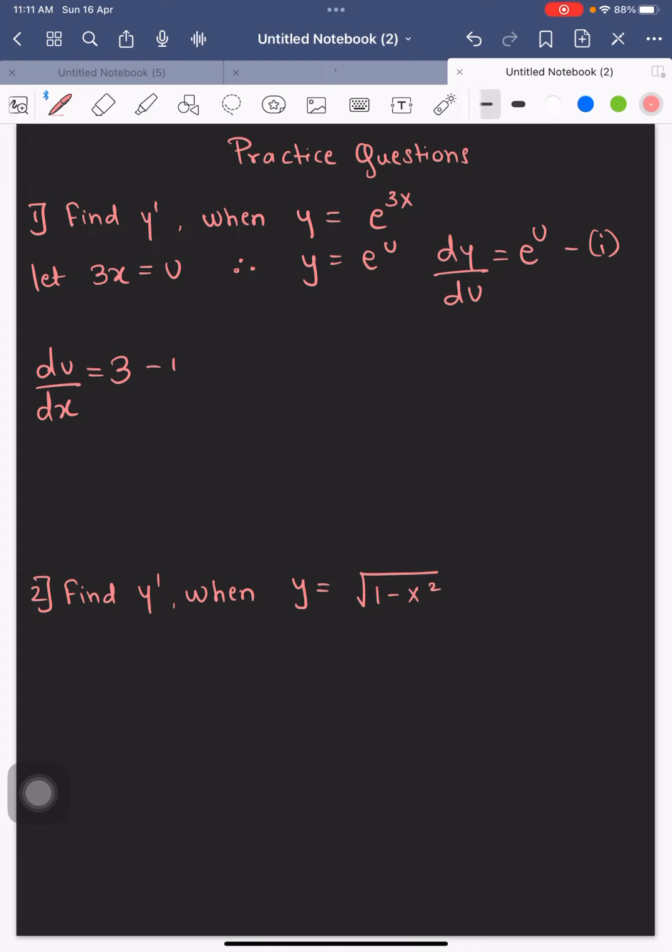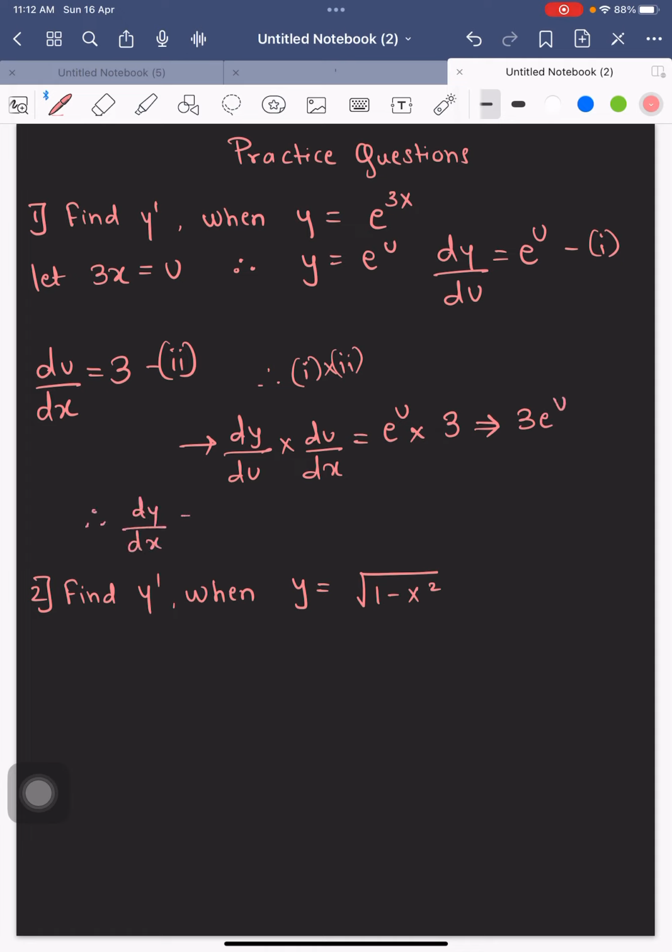Now this is equation number 2. We can multiply 1 and 2, therefore 1 into 2 is equal to dy by du into du by dx. Put the values. dy by du क्या है e raised to u, into du by dx क्या है 3, that is 3 e raised to u. Therefore dy by dx is equal to 3 e raised to u. u क्या था हमारा, u was 3x, so put back the value: 3 e raised to 3x.